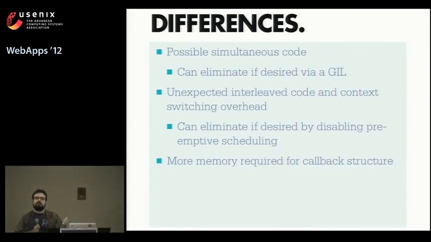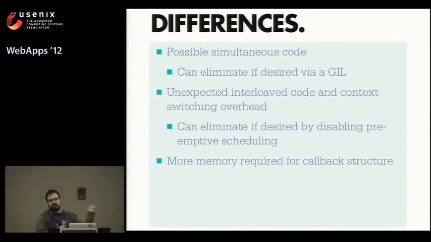So there are a few differences between callbacks and threads, obviously. One of them is you might have code that runs simultaneously if you don't have any kind of locking. That's not actually inherent in a threading system. You could have a threading system that does not allow you to run simultaneous code if that is something that you do not want. You also might have code that runs unexpectedly interleaved. You could have two lines of code that there's no reason for you to believe would run separately, but there's a random context switch and they run separately. If you think that's bad, you could disable preemptive scheduling. Again, that's not inherent in a threading system. It's just usually there in threading systems.